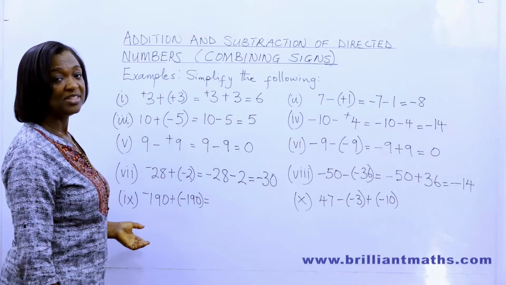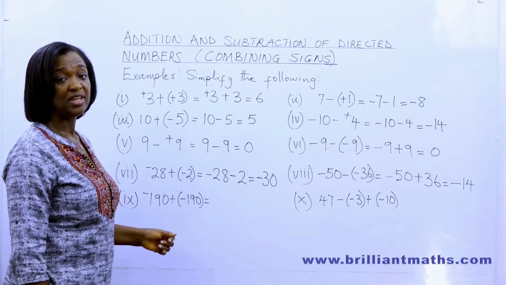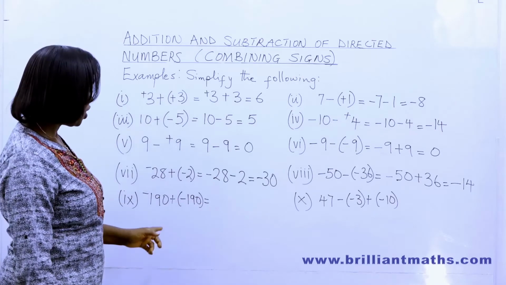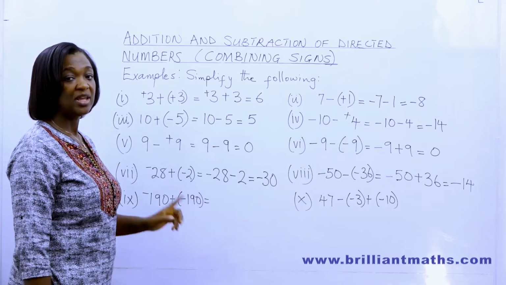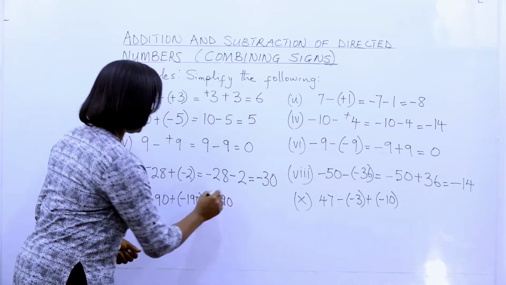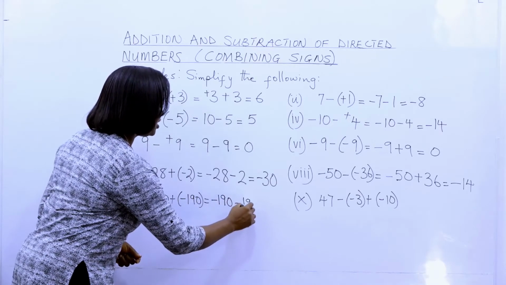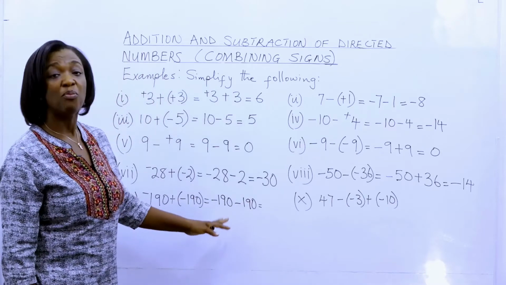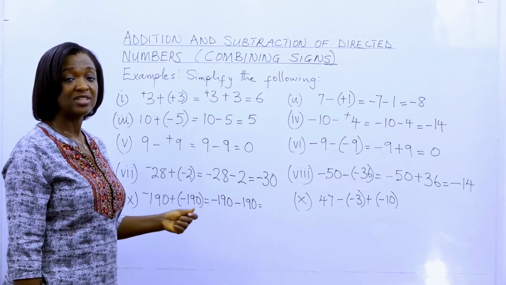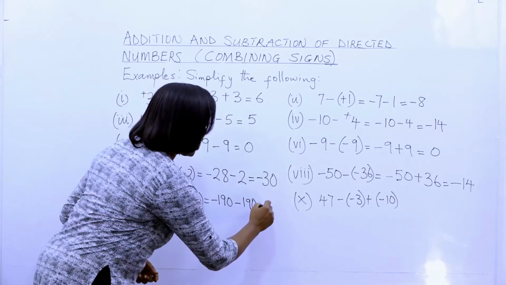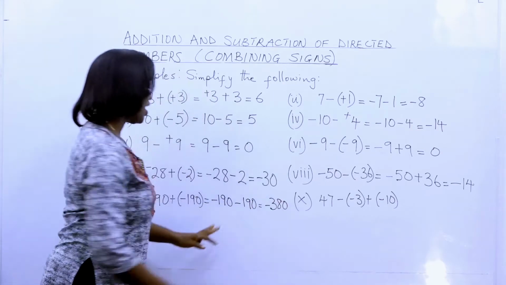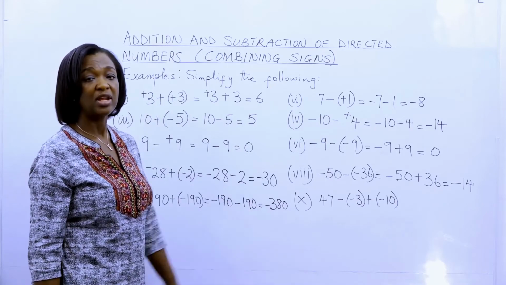The next example is minus 190 plus minus 190. And we know that plus and a minus is a minus. So we have minus 190 minus 190. In this case, both of them are negatives. So you simply add the numbers together and give your answer a negative sign. And double 190 is 380. So our answer is minus 380.